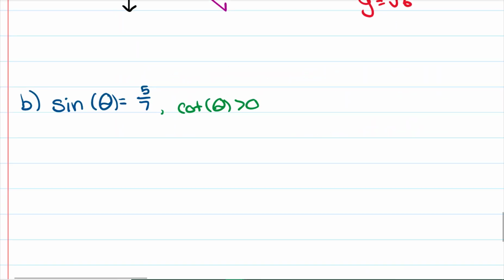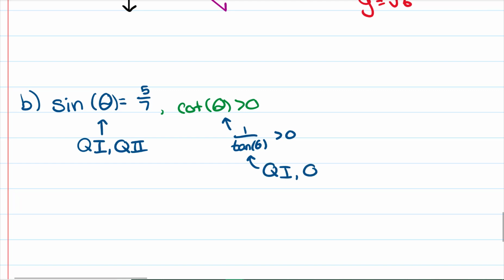All right, let's do part B. So in part B, we have that sine is 5 over 7, and cotangent is greater than 0. So again, I like to start just by writing everything I know. Well, if sine is positive, we know it's going to be in quadrant 1 or quadrant 2. And if cotangent is positive, let's remember what that means. That means that 1 over tangent is positive. And if that's positive, we're going to be in quadrant 1 or quadrant 3.